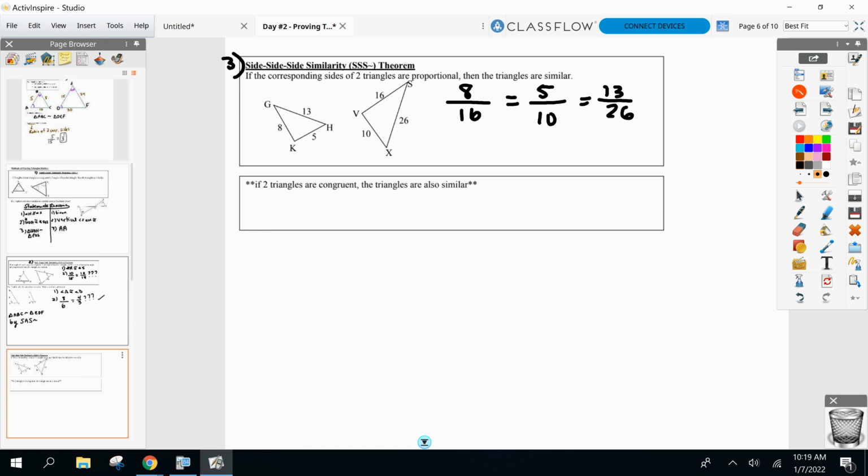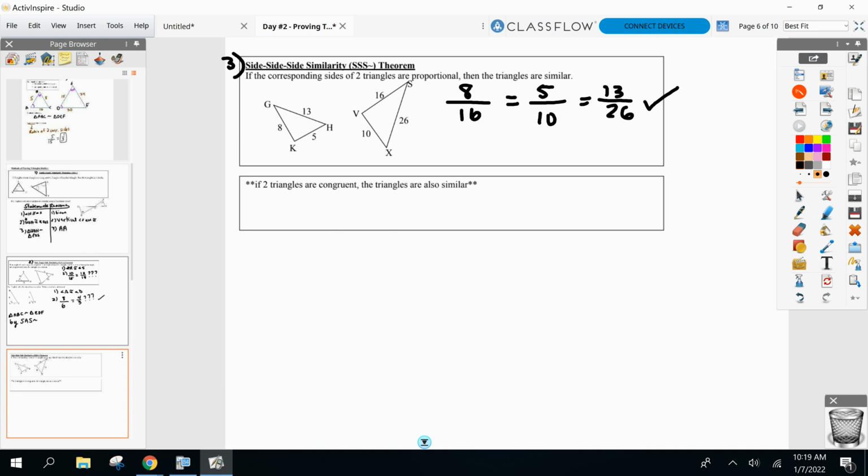And some of you might do that in your head. Some of you can go to the calculator. It doesn't matter. Whatever gets the job done. Are they all in the same ratio? Yeah. Yes, they are. Okay? Yes, they are. By side, side, side. So angle, side angle side, side side side.